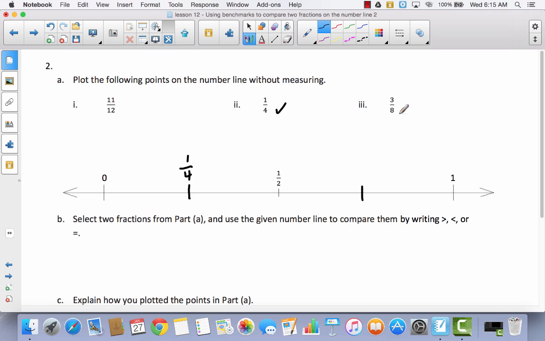Now I'm going to go to 8ths because I know if I take 4ths and divide them in half, that makes 8ths. So I'm going to divide each of these in half. And now I have 8ths. 1/8, 2/8, 3/8, 4/8, 5/8, 6/8, 7/8, 8/8. Now I have to label 3/8. So this would be 1/8, 2/8, 3/8.